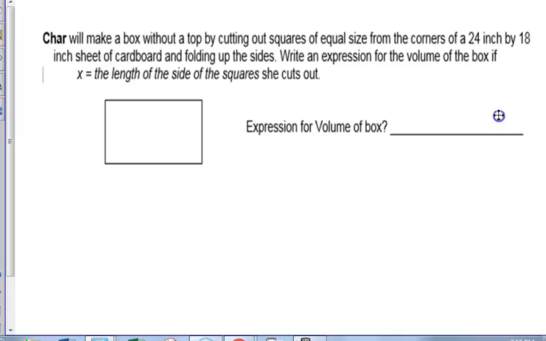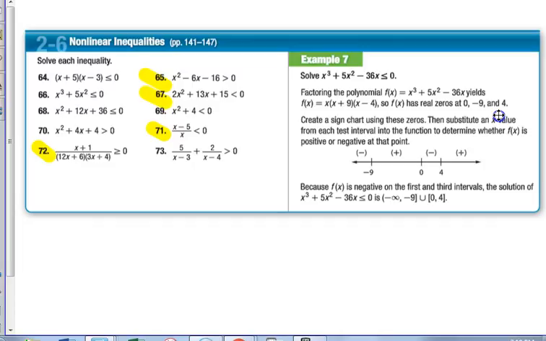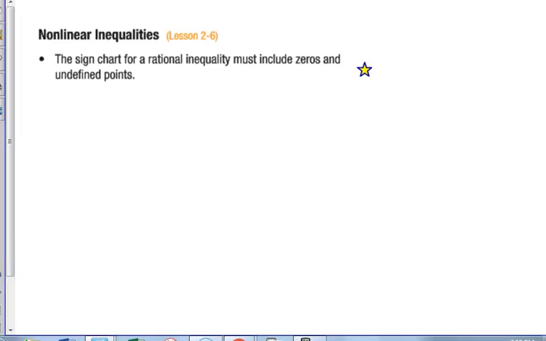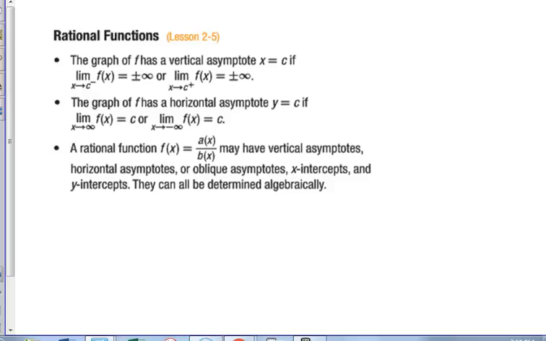Okay. Moving on. Just graph it. It's the answer to everything. Just graph it. That usually works.